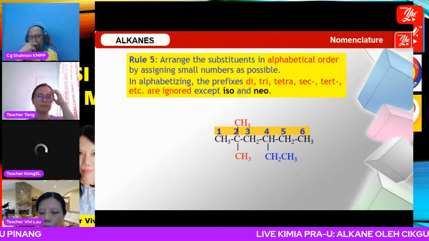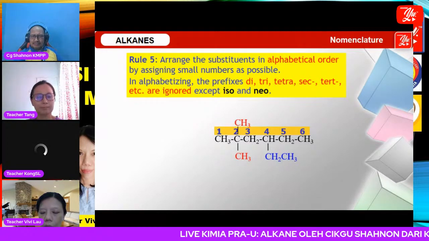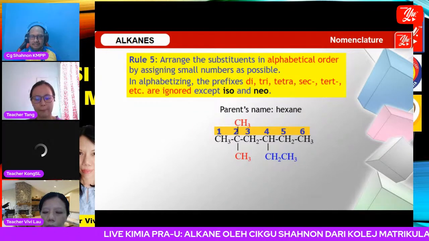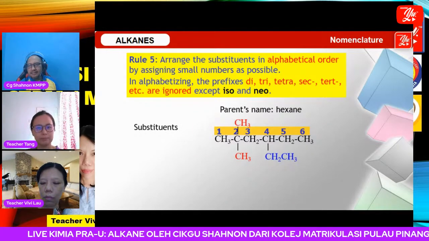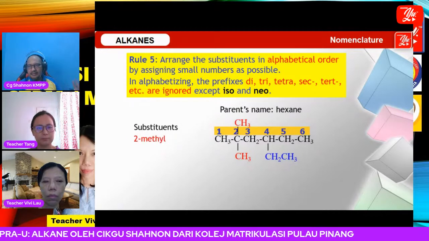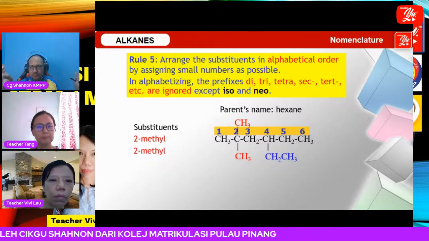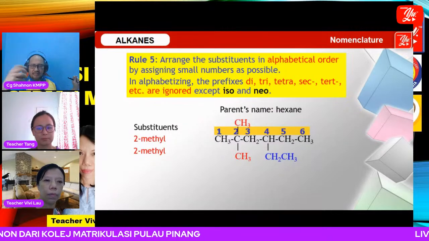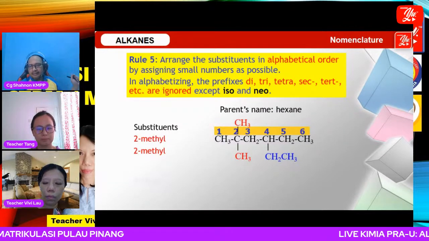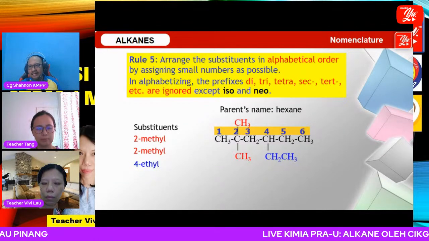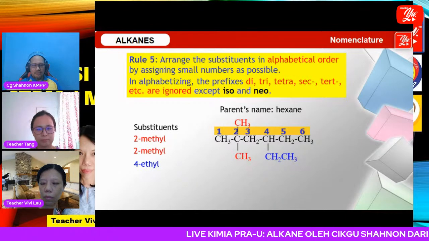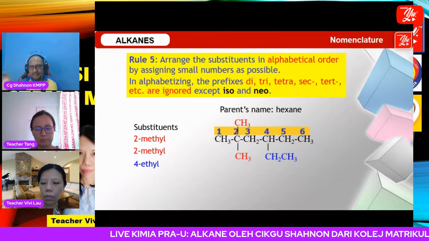And then the parent name is hexane. For the substituents, we have a 2-methyl: at carbon number 2 we have methyl, at carbon number 2 we have another methyl, and at carbon number 4 we have ethyl. Now we want to make it a name.